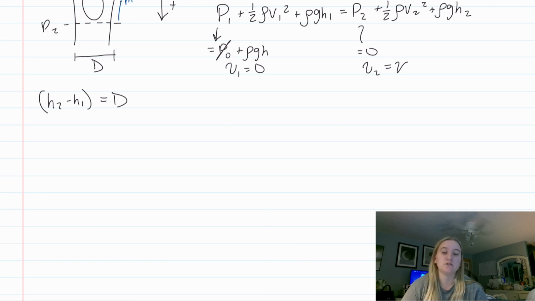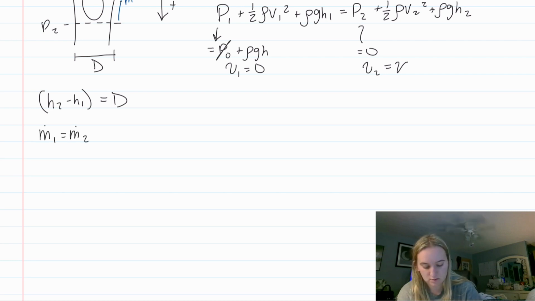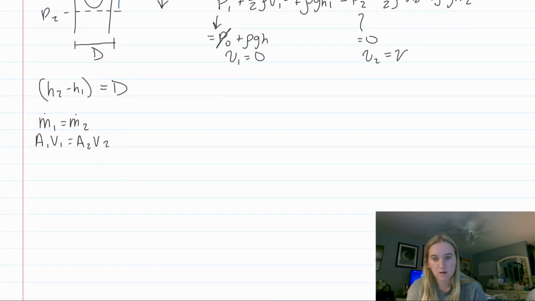And then the velocity v2 can be related to the flow rate, which is q, using the continuity equation. Sorry, can't talk. So this equation states that mass flow rate is conserved in steady state flow, which is m dot 1 is equal to m dot 2, which is equivalent to saying that a1 v1 is equal to a2 v2, which we can break this down even further.